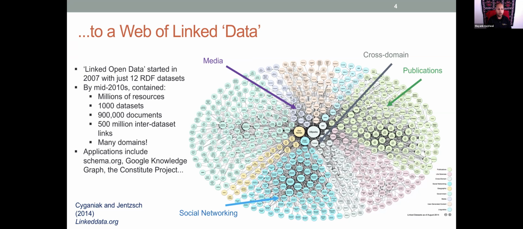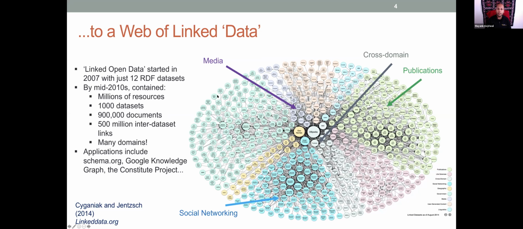It was linked to documents. There were actual pieces of data. There were URIs and lots and lots of different things, lots of different domains also. So everything from media to publications to what we call cross-domain data sets, which are things like DBpedia, which is extracted from Wikipedia, Freebase, which was bought by Google and was built upon for the Google Knowledge Graph, social networking, life sciences, and many others.